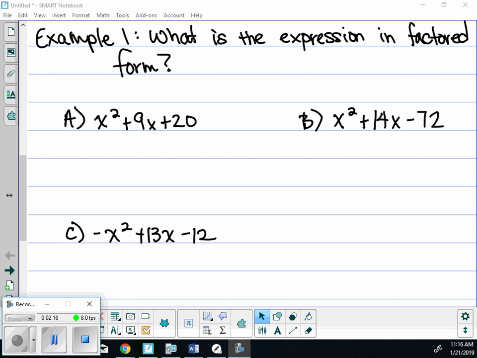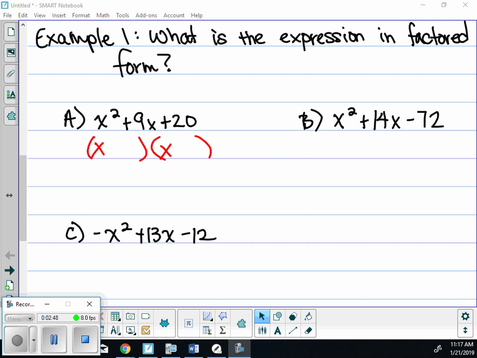We are going to write each of A, B, and C in factored form. So first step, set up parentheses. So even if you are stuck on a problem, if you know you have to factor, you should be able to at least get the parentheses in and get the variables in the first slots.